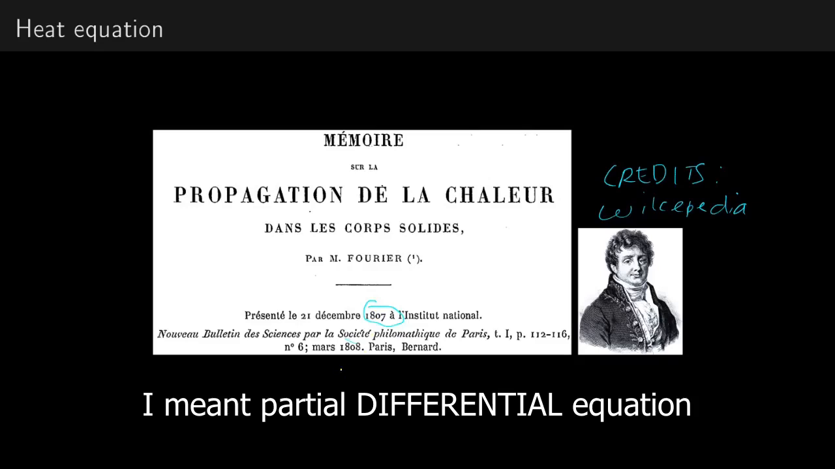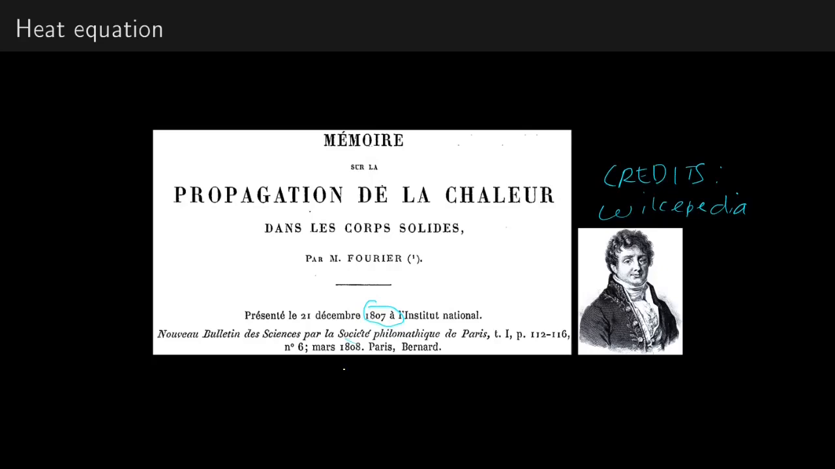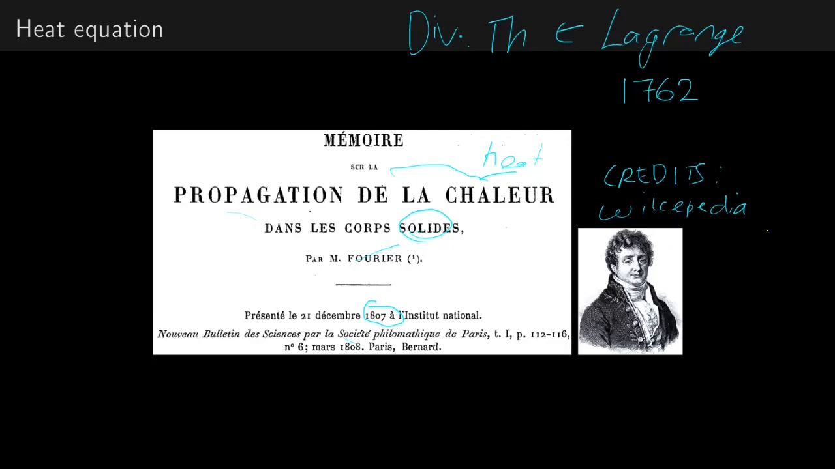Fourier wrote this important treatise more than 200 years ago, in 1807. I don't understand French, but the title says something like the propagation of heat in solid bodies. For your perspective, the divergence theorem was discovered by Lagrange 45 years before this treatise, in 1762, so vector calculus was well developed back then. The focus of many mathematicians during this era was in discovering equations that relate to physics.